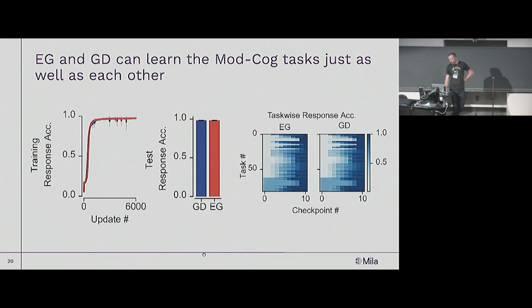Now, notably, exponentiated gradient and gradient descent can learn the ModCog tasks just as well as each other. So when we train a recurrent neural network on these tasks, using these 2 algorithms, the accuracy on these tasks shoots up at the same rate for the 2 algorithms. The final accuracy is identical. And even when you break it down across tasks, we don't see any difference in the algorithms in terms of which tasks it gets good at faster. So this is a measurement of the accuracy, and you can see that certain tasks are a bit harder for the networks. They take longer to get up in their accuracy, but that is basically matched across these 2 learning algorithms.